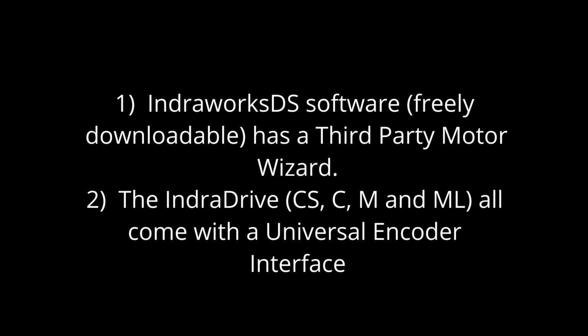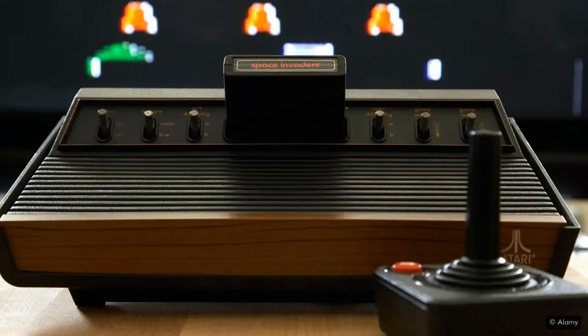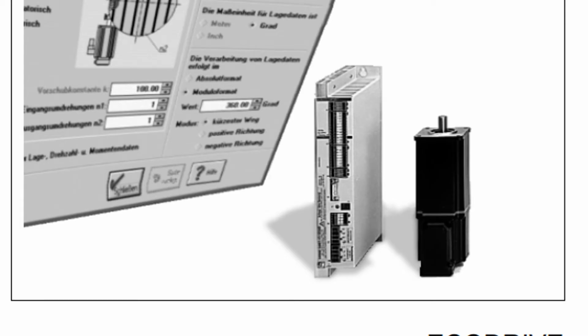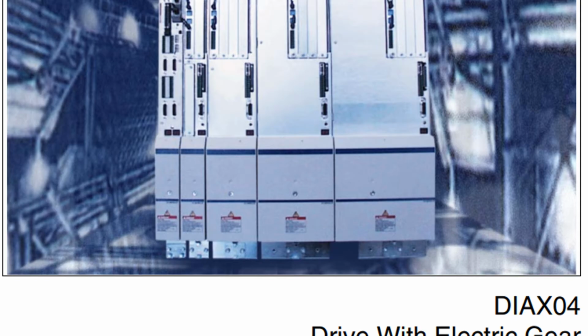Here are two features that make this able to be implemented. Number one, IndraWorks DS software, which is freely downloadable, has a third-party motor wizard. Number two, IndraDrive Cs, C, M, and ML variants all come with a universal encoder interface. You can go back to the 1980s, 4 generations of drives ago, with the EcoDrive and DiaxDrive, and you can still do most of what you're seeing here in this segment.